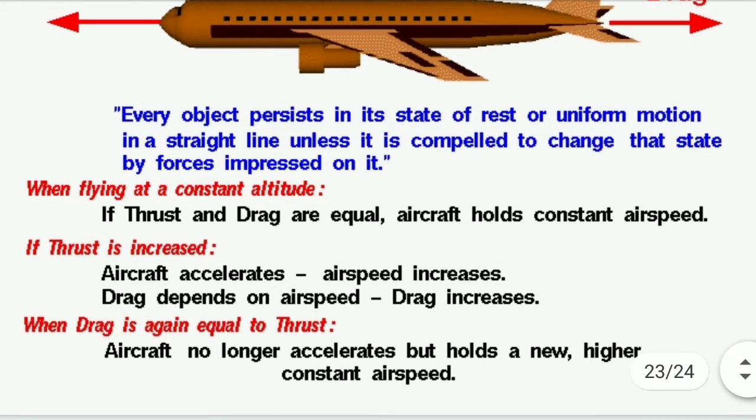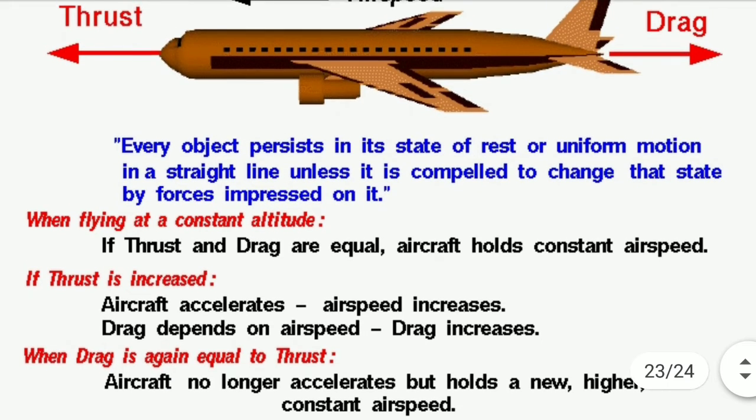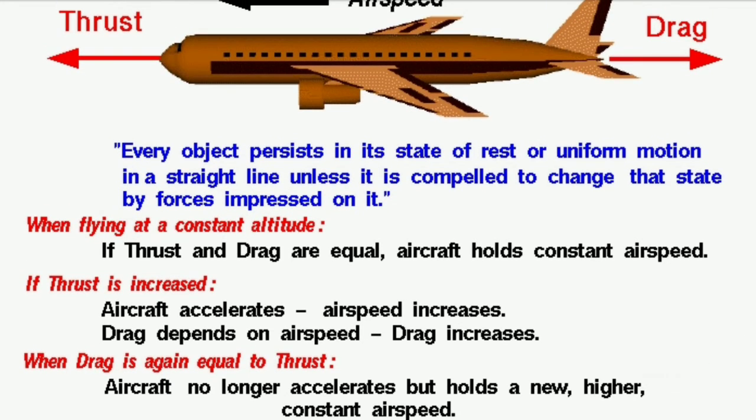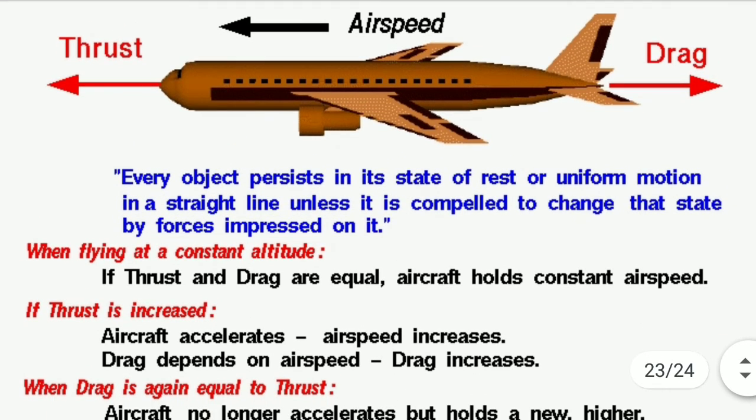Every object persists in its state of rest or uniform motion in a straight line unless it is compelled to change that state by forces impressed on it. When flying at a constant altitude, if thrust and drag are equal, which are shown in the figure, the aircraft holds constant airspeed.